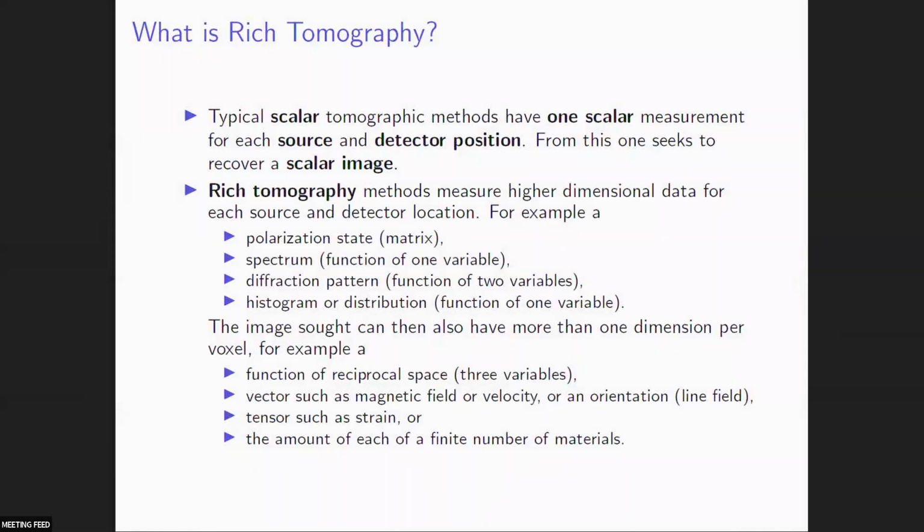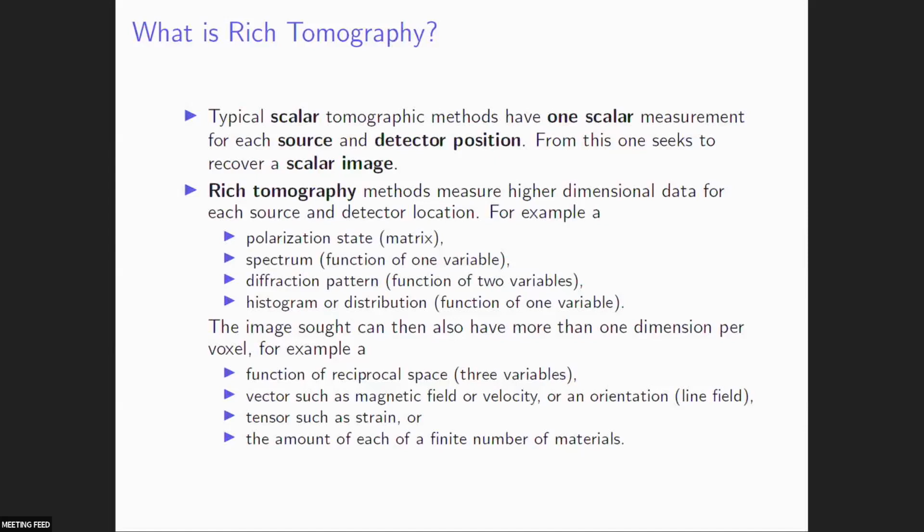So rich tomography is a fairly new term. Rich tomography rather than poor tomography, right? It seems a very positive word. What I mean is, in scalar tomographic problems, typically we have a source and a detector. So we have lots of source positions and we have maybe a whole array of detectors, and we move these around. And we measure one scalar, how much of something gets through along that line.